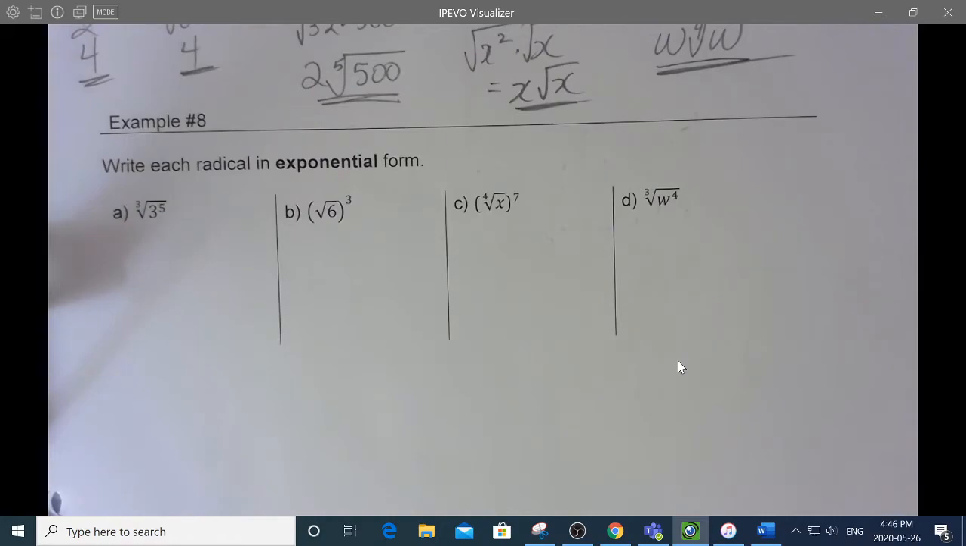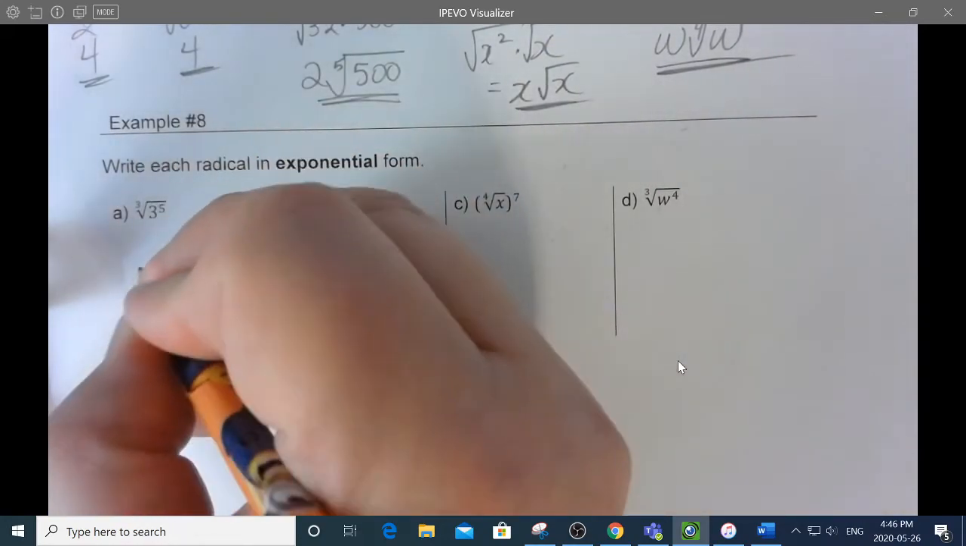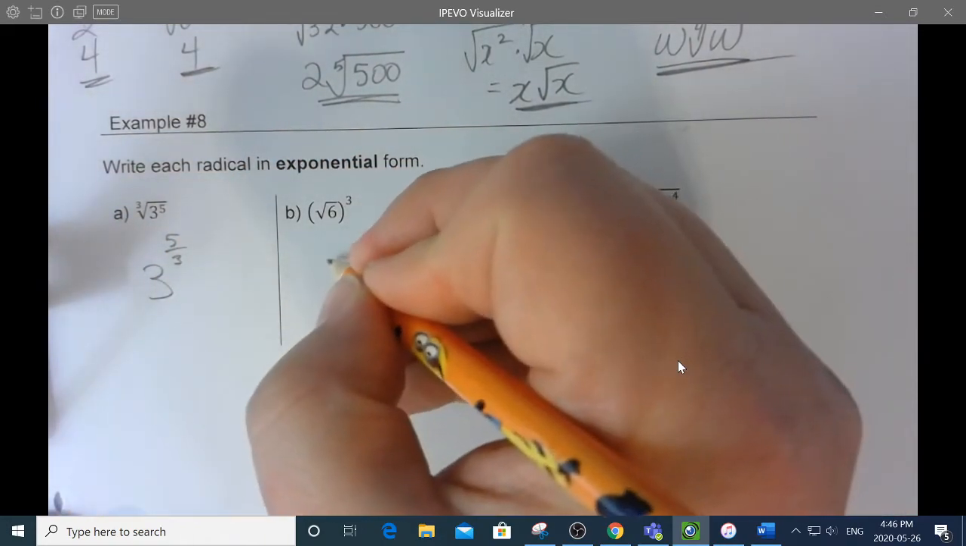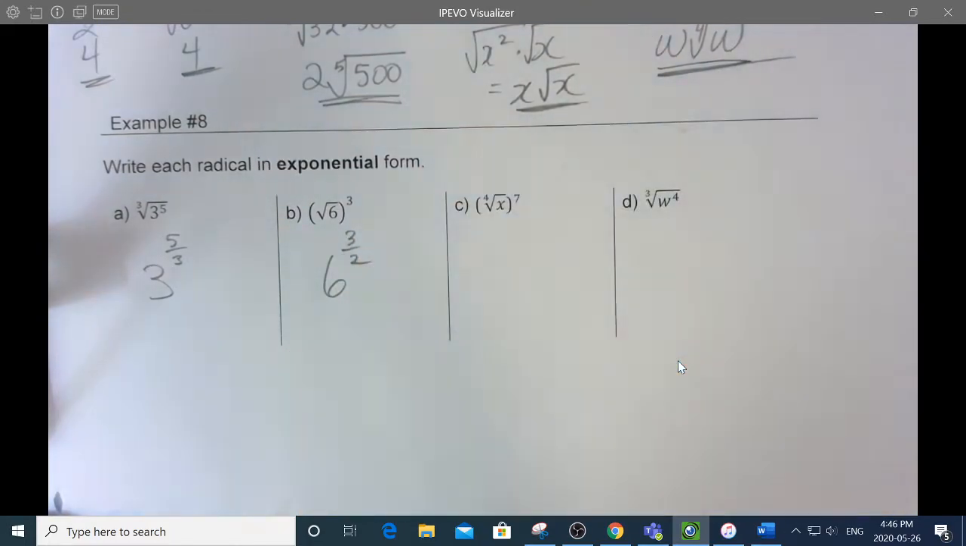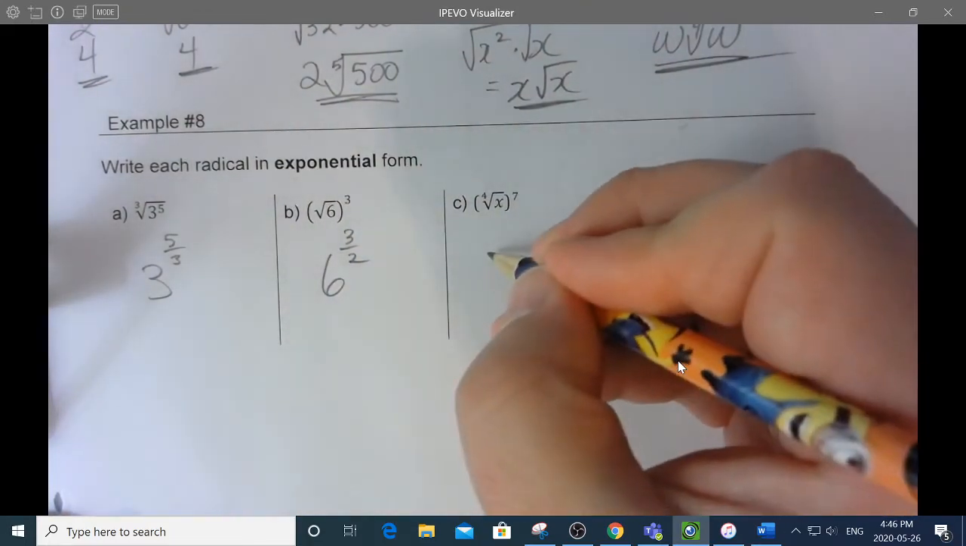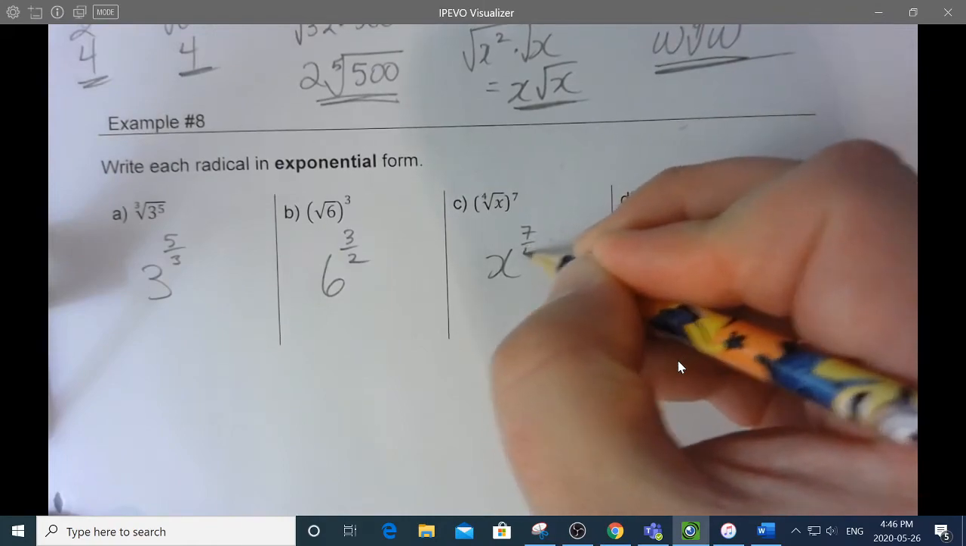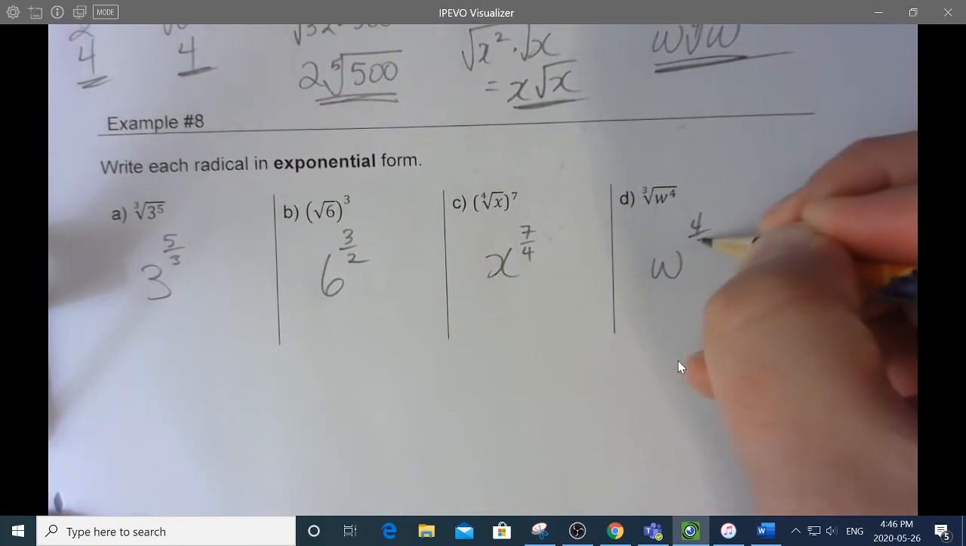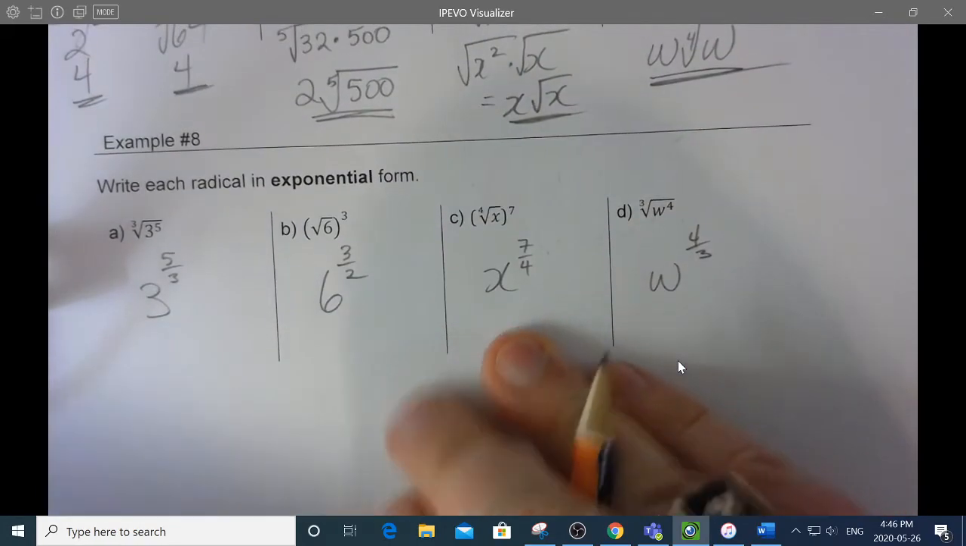Write these in exponential form. So going backwards. This is like saying 3 to the 5 thirds. This one's like saying 6 to the 3 halves. This one's like saying x to the 7 fourths. And this is like saying w to the 4 thirds. All right, and that I think is the last.